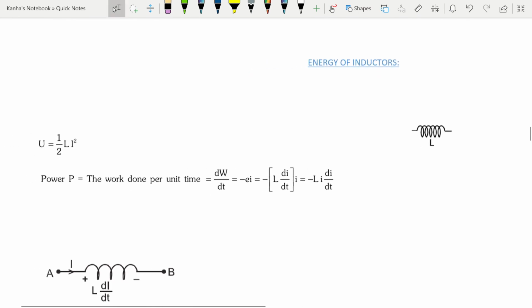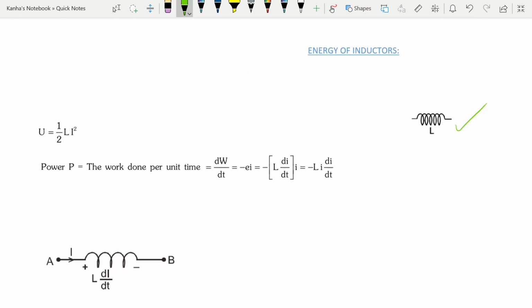Let's talk about the energetics of inductors. As I already mentioned, an inductor is represented by a symbol like this. The energy that is stored in the inductor is given by U equal to half L i square. Let me compare this with a capacitor. The energy of a capacitor was stored in the electrical field between the plates. Now in the case of the inductor, the energy is stored in the magnetic field inside the inductor. An increasing current in the inductor will cause an EMF between its terminals.